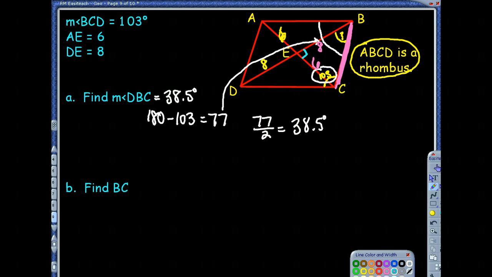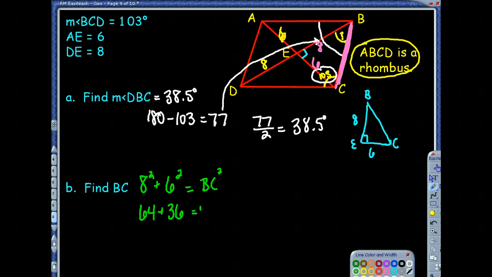Notice that when you label that, hopefully you're seeing a right triangle. We don't know BC, the side we're trying to find, and it's a right triangle with two sides given, so I can find the third side using the Pythagorean theorem. 8 squared plus 6 squared equals BC squared. That's 64 plus 36, which is 100. When I take the square root, BC is 10.